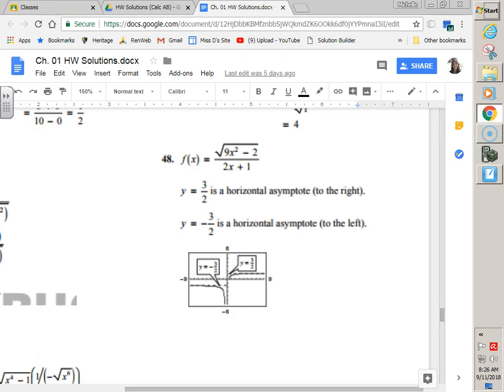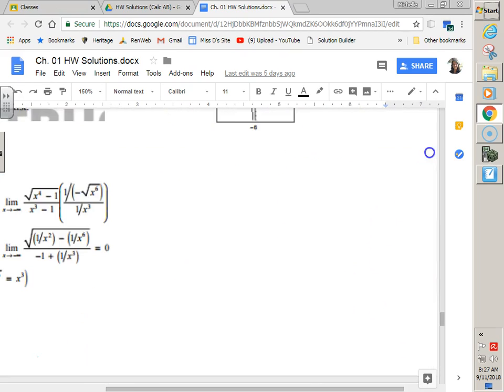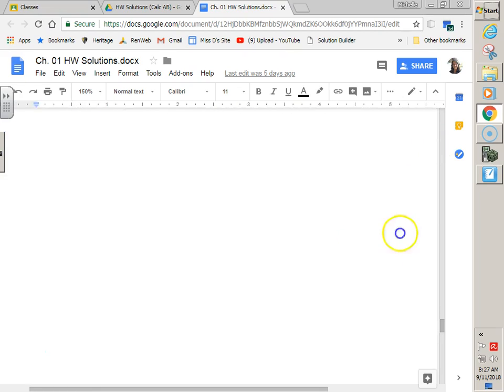But did you guys realize that going one direction would have been a positive number, going the other direction would have been a negative number? There were 2 horizontal asymptotes. Like that one from number 4, the one that you had to match that had 2 different horizontal asymptotes.